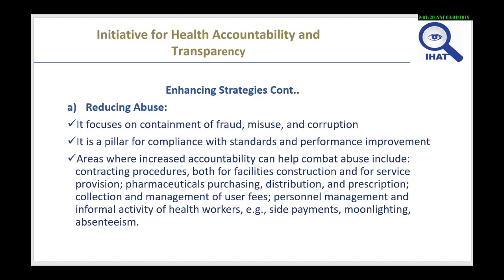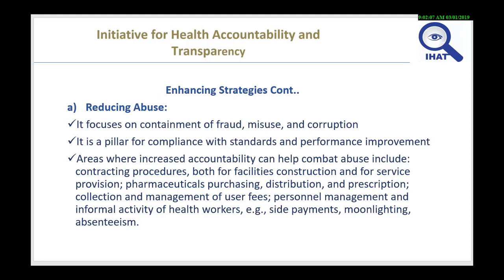Under this category, the first thing is to evolve strategies for reducing abuse. It focuses on containment of fraud, misuse, and corruption. It is a pillar for compliance with standards and performance improvement. It is good to note that areas where increased accountability can help combat abuse include contract procedures, both for facility construction and for service provision we mentioned earlier. There are often infractions in this regard.